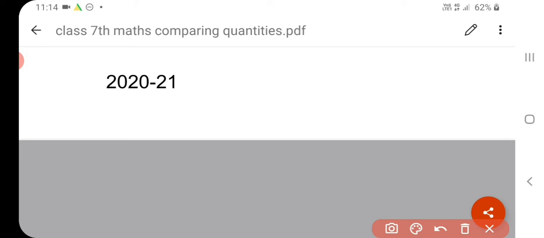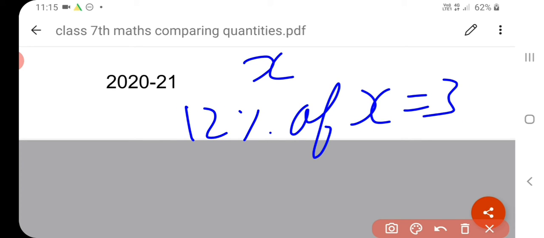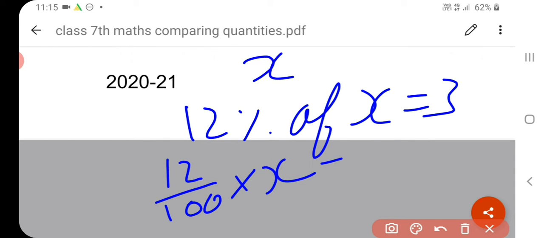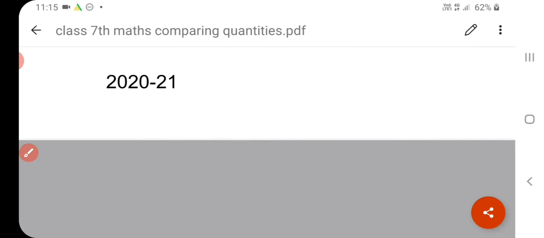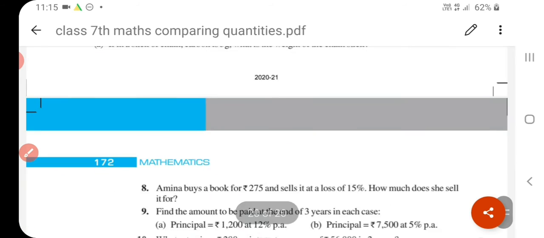So first of all, let the weight of the chalk stick be x. So 12% of x is equal to 3 gram. It's given. Okay, so we can write 12 upon 100 into x is equal to 3. So it becomes x is equal to 3 into 100 upon 12. 3 1s are 3, 3 4s are 12, 2 50 25. So your answer is the weight of the chalk stick is 25 gram. Okay, understand?